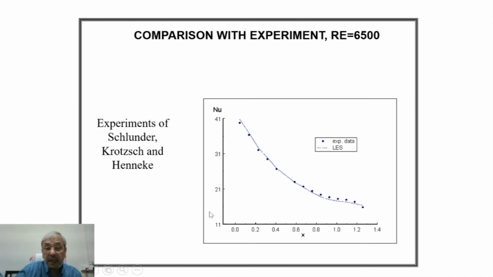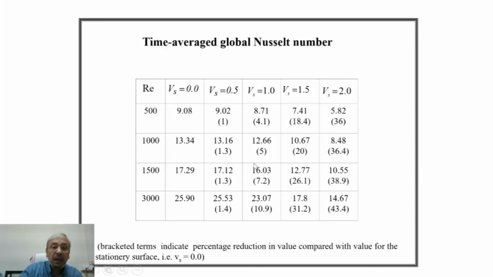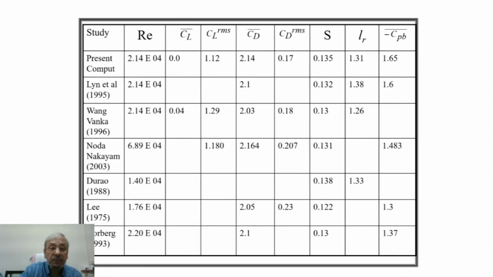Those have been plotted and have been compared with very carefully done experiment of Professor Schlunder and his group in the University of Karlsruhe. Then for different Reynolds number and different plate velocities, this is moving plate I mentioned about, what are the Nusselt number distributions we obtained, and some were compared with the experiments too.